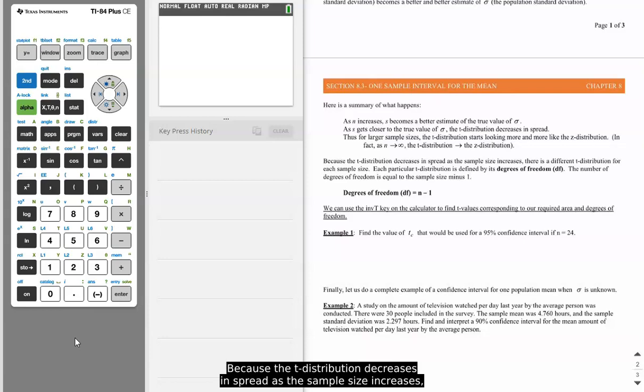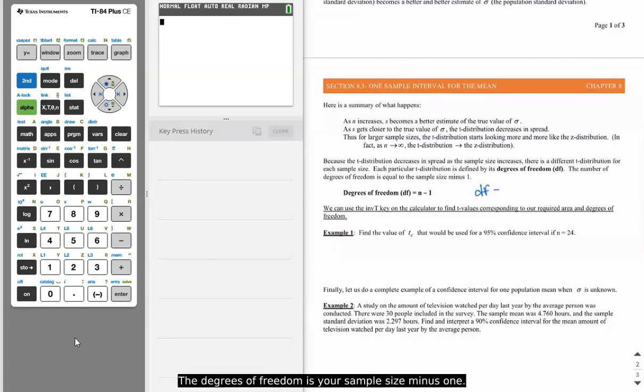And because the t-distribution decreases in spread as the sample size increases, there is a different t-distribution for each sample size. Each particular t-distribution is defined by its degrees of freedom. You'll see it as df. The number of degrees of freedom is equal to the sample size minus 1. So again, I'll just rewrite it. Degrees of freedom is your sample size minus 1.